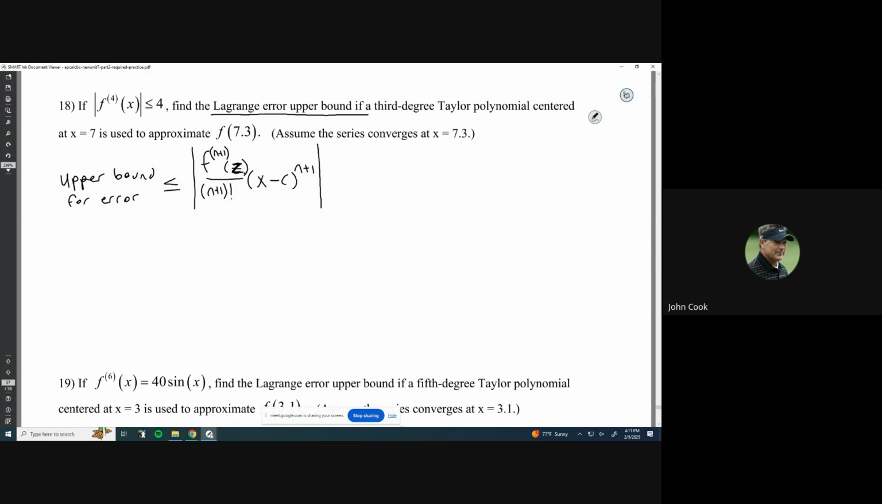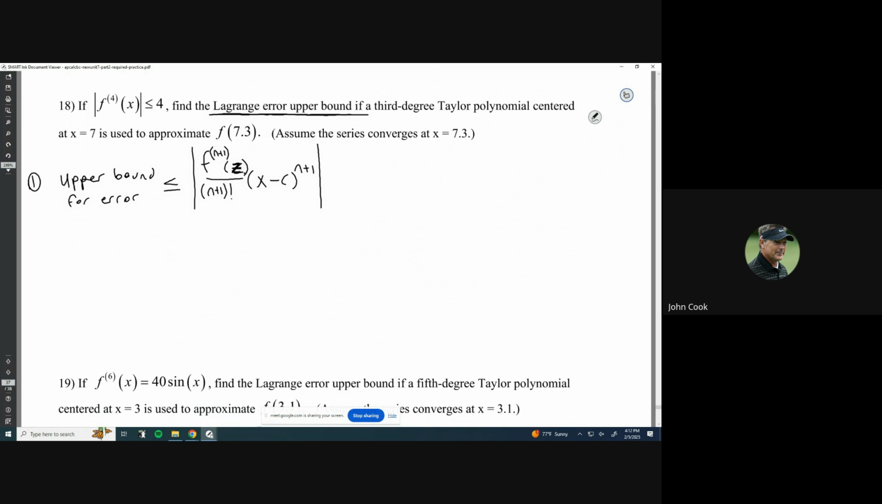So to make sure that you have an upper bound, you want to find this value z, and z is the x value that leads to the biggest possible derivative over some interval. And that interval is going to go from x to c. And we'll show you what to do with all that. It's actually pretty easy, believe it or not, when you work through the problem. So we need to know this. This is the formula we use when we see Lagrange error upper bound of a Taylor polynomial. So that's step one. This is the formula that you're going to use.